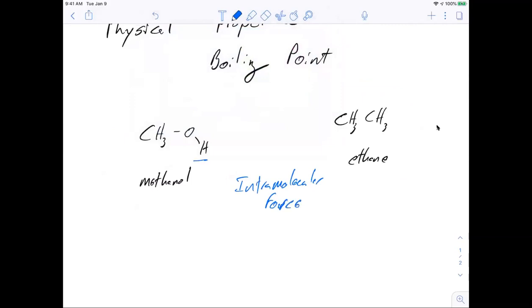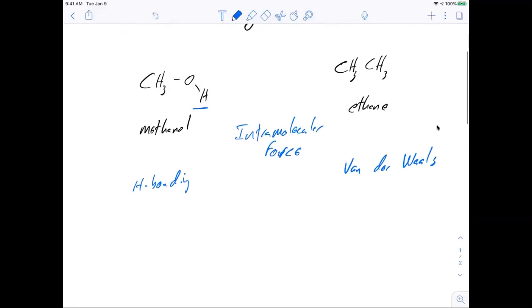Over here we have something that can hydrogen bond, so that intermolecular force is going to be hydrogen bonding. Over here we have no ionic, no hydrogen bonding. Do we have an atom that is more electronegative, like a chlorine or a fluorine or bromine? No. So this one really just falls down to van der Waals, right? So weak attraction between the molecules based on an instantaneous dipole. So between these two, this one is going to have the higher boiling point.